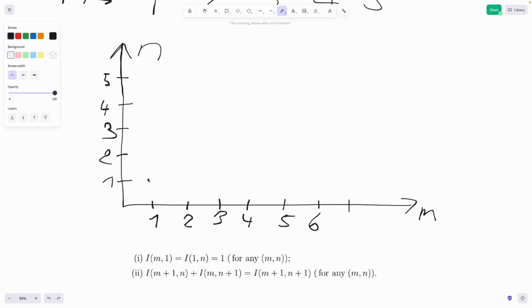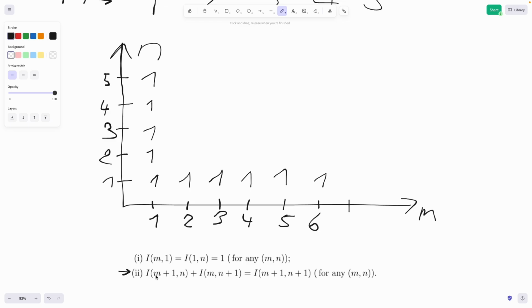I of m1, the values on this line, are equal to I of 1n, and they're actually defined here as 1, because this is the base case. So all of these x's are going to be 1s. And again, the 1s represent the value of I at this particular two-dimensional position. Okay, now that we have the 1s here, we can take a look at the second definition here.